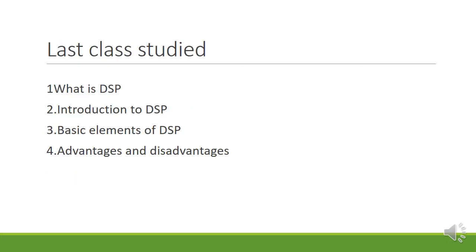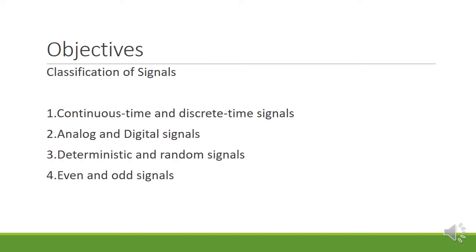In the last class, what did you study? You studied the introduction to DSP and basic elements of DSP, and the advantages and disadvantages of DSP. In this class, you are going to study the classification of signals: continuous time and discrete time signals, analog and digital signals, deterministic and random signals, even and odd signals.